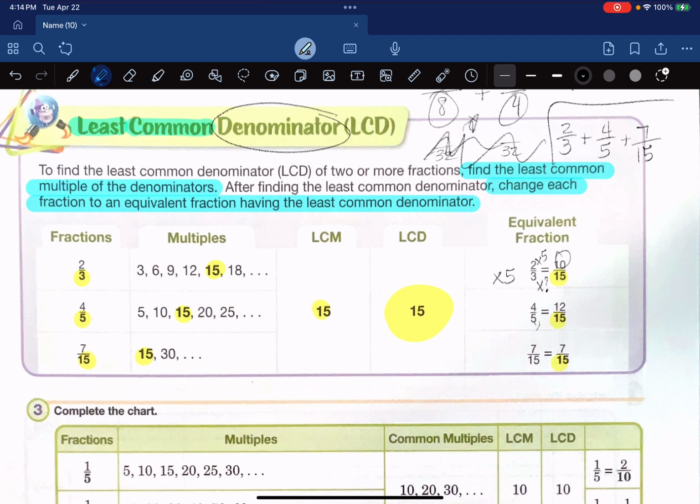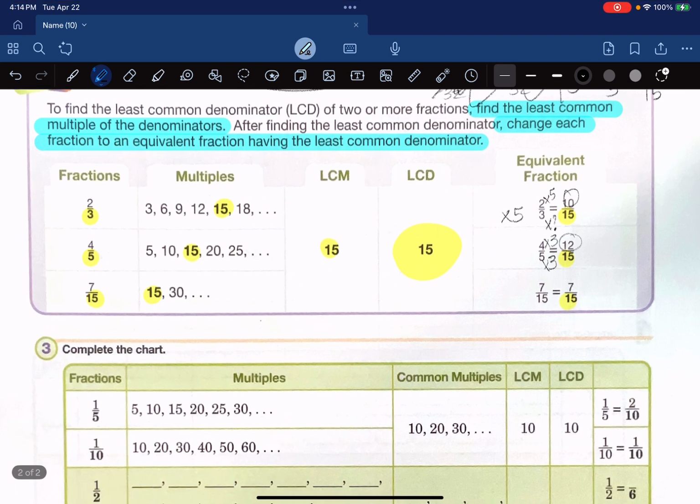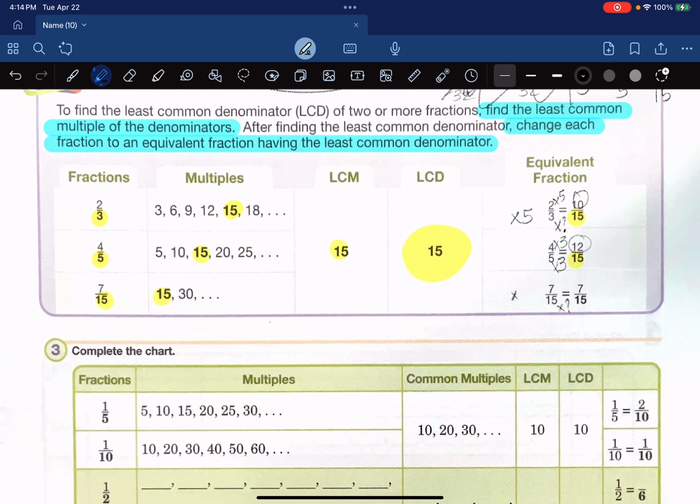So 5 times what is 15? Skip count by 5s: 5, 10, 15. Oh, 5 times 3. So that's what I'm going to do up top. 4 times 3 is 12. My numerator is 12. And then, 5 times what equals 15? 1. So this one was times 3, and I do times 1 up here. 7 times 1 is 7.